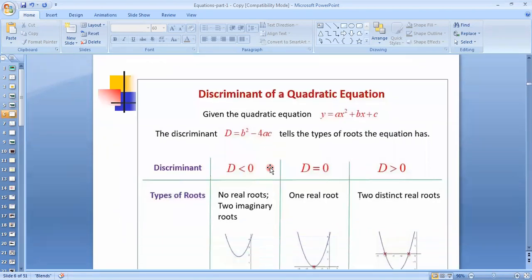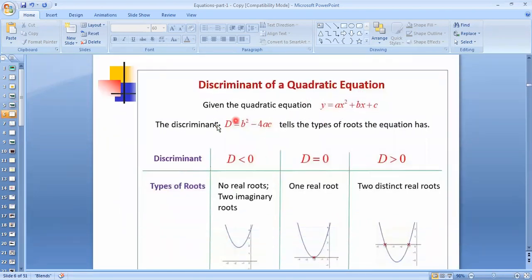Now the discriminant of a given quadratic equation, suppose x square plus bx plus c, what will it be? Capital D equals b square minus 4ac. The discriminant D equals b square minus 4ac tells the types of the roots of the equation. That means there are three types of roots of the equation.